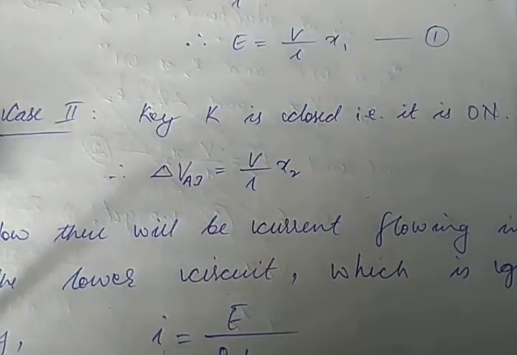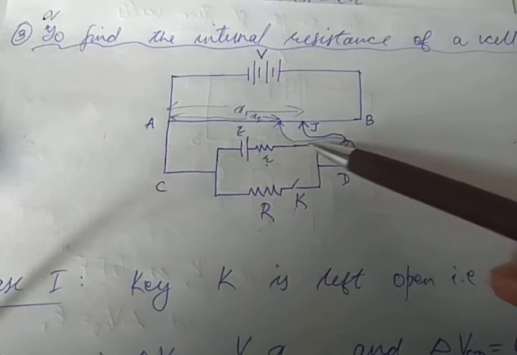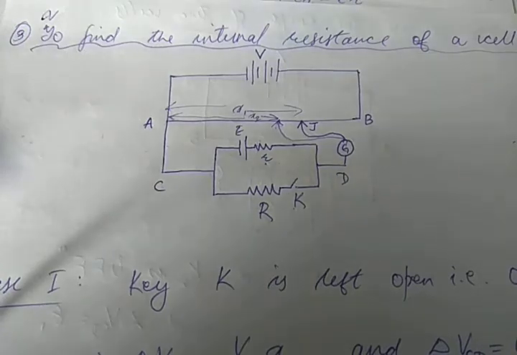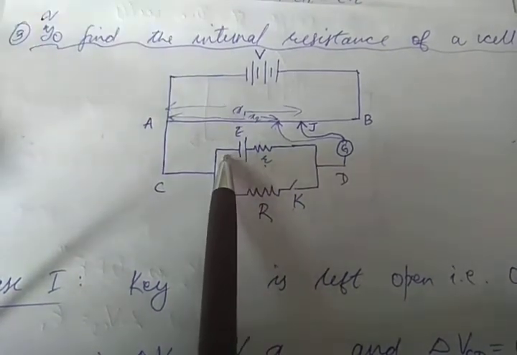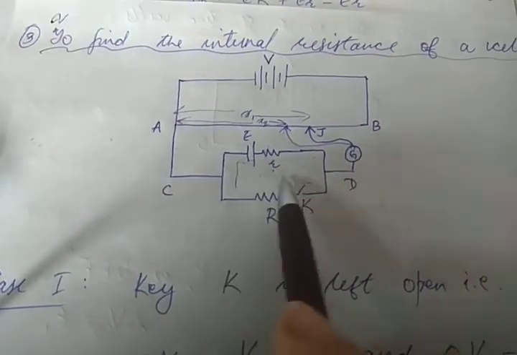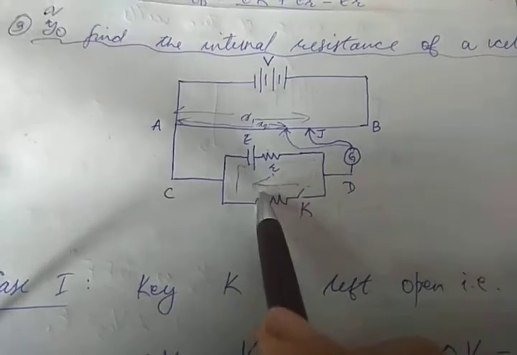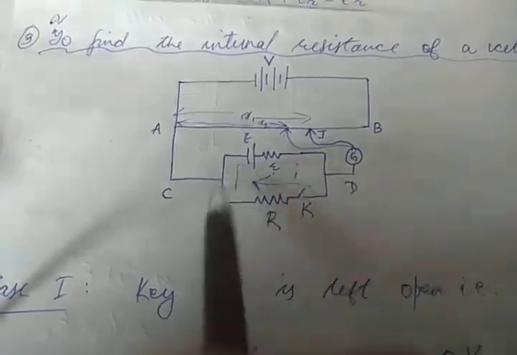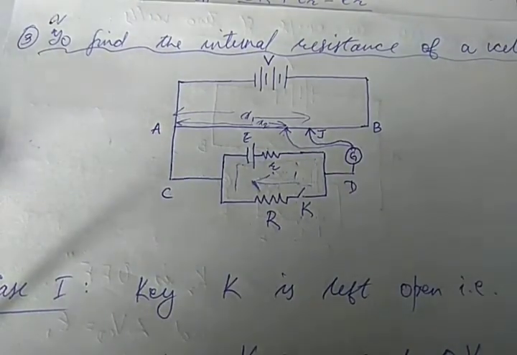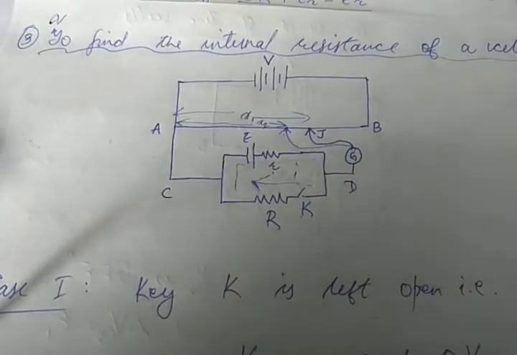So this is understood. Now what you need to understand is, although we've achieved the null point, that is, there is no current flowing through the galvanometer, there can still be current flowing in this lower circuit because of this cell. There can be some amount of current still flowing in the lower circuit. The only thing is, there is no current flowing from this lower circuit through the galvanometer, and no current from the upper circuit reaching the lower circuit.